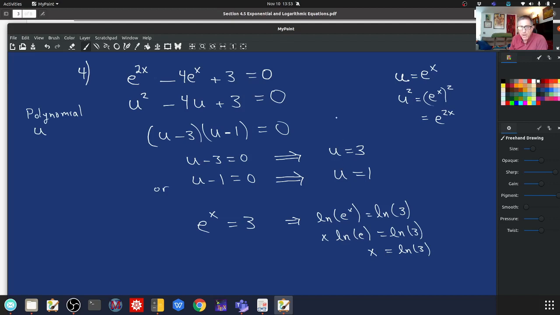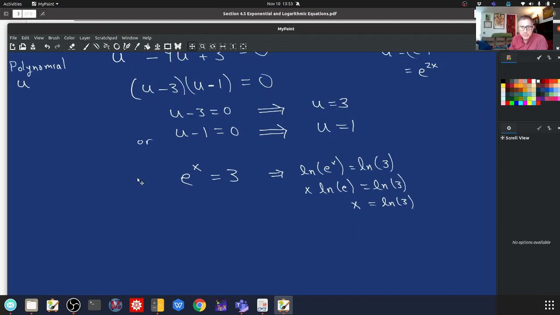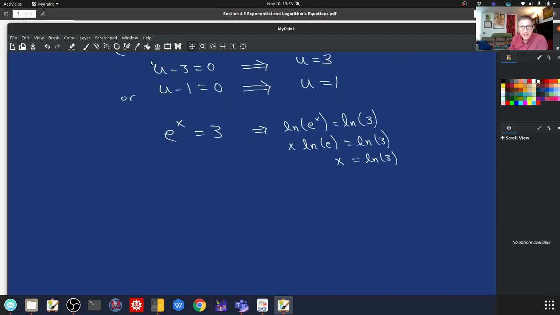So that's one particular answer. And using the exact same reasoning over here, we're going to get x is equal to the natural log of 1. And what is the natural log of 1?